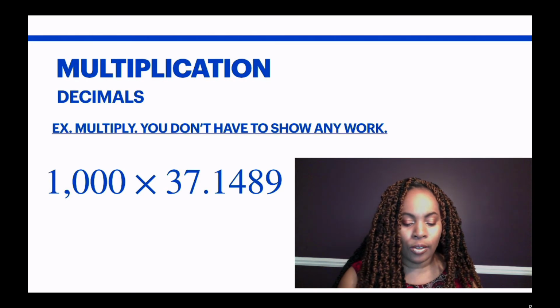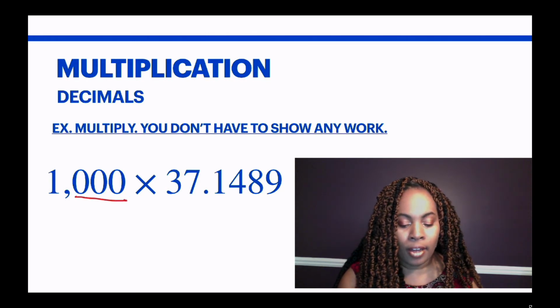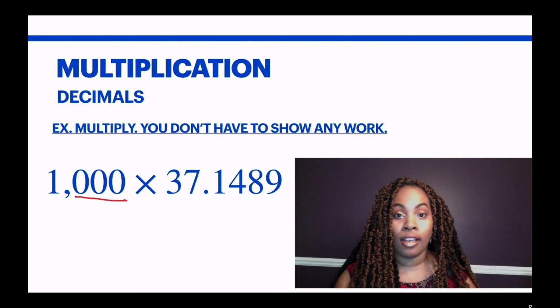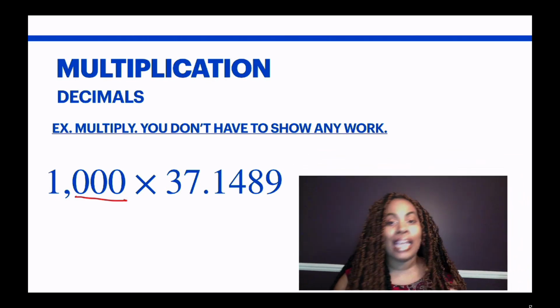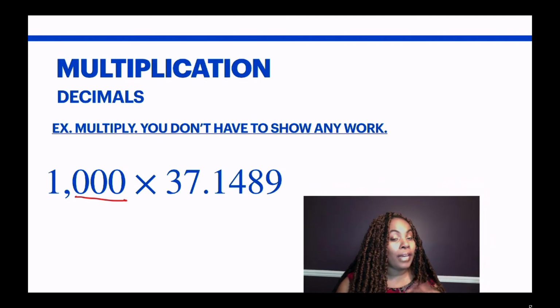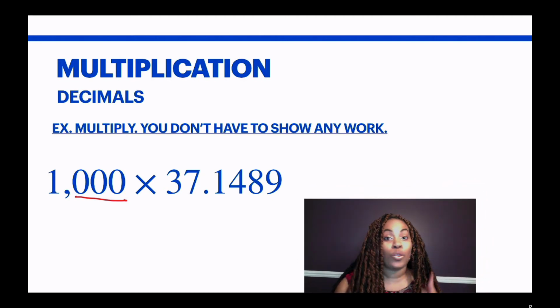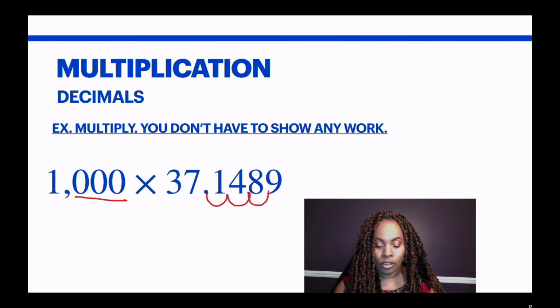All you have to do is go in and count the amount of zeros that are in 1,000. That's 3 zeros. And that number 3 is an indication of how many places that we have to move our decimal place to the right in our answer. So watch this. 1, 2, 3. That means our decimal needs to be between 8 and 9.